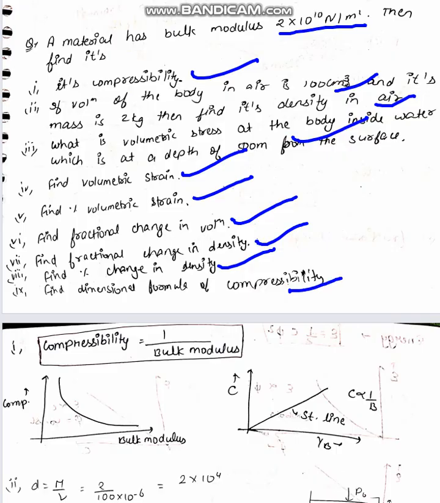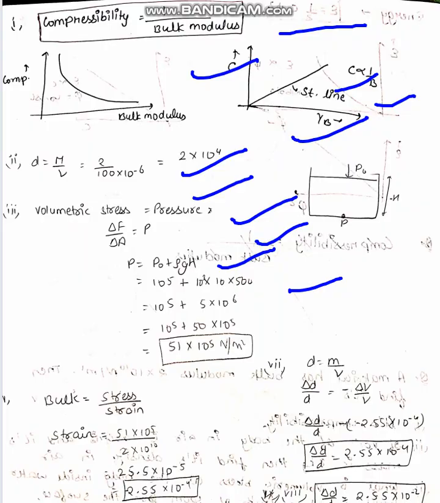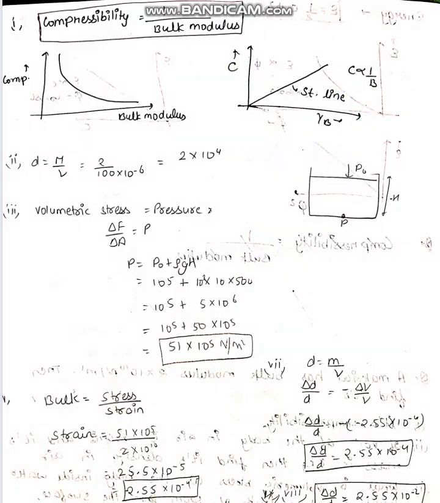So the very first question is about compressibility. Compressibility is 1 upon bulk modulus. The very simple explanation is compressibility is 1 by bulk modulus. So if we draw the graph of compressibility against B, it will be a rectangular hyperbola, and if we draw the graph between 1 by B, that will be a straight line.